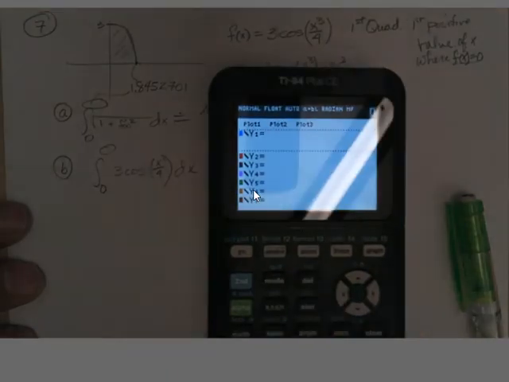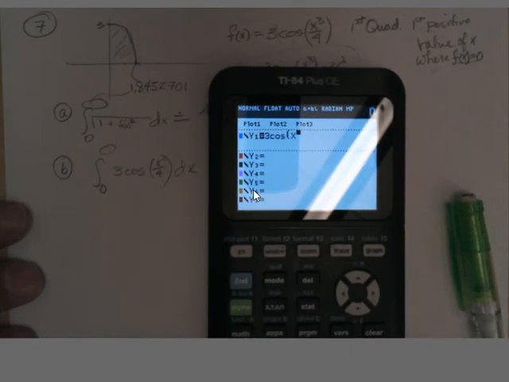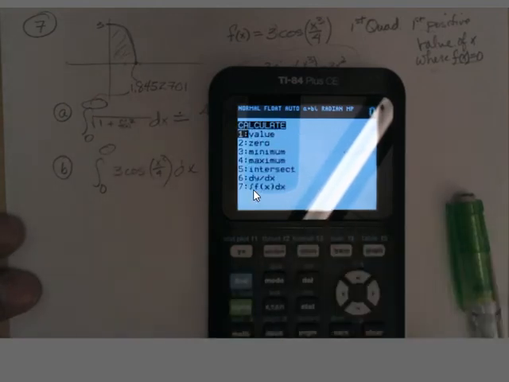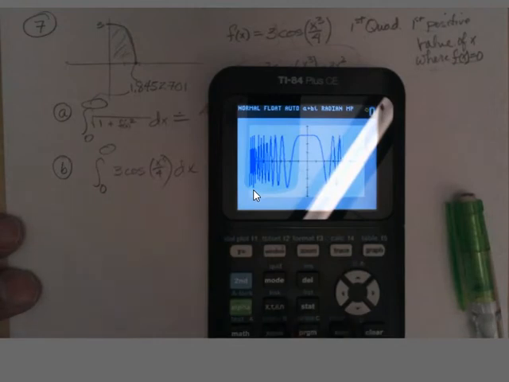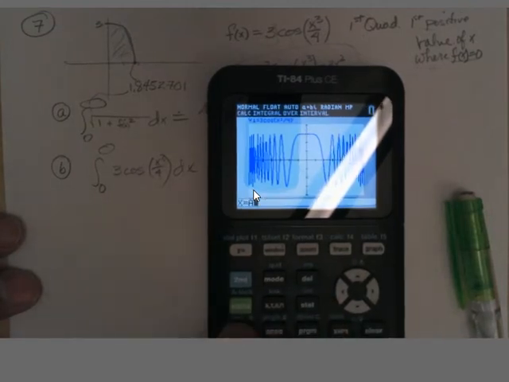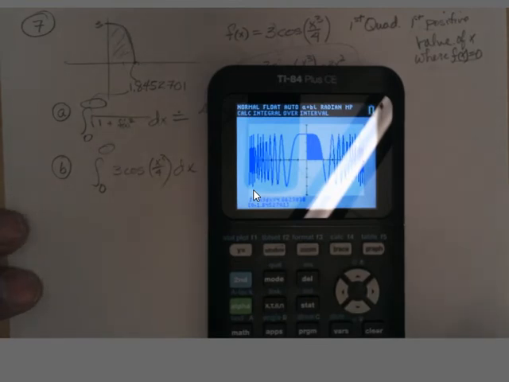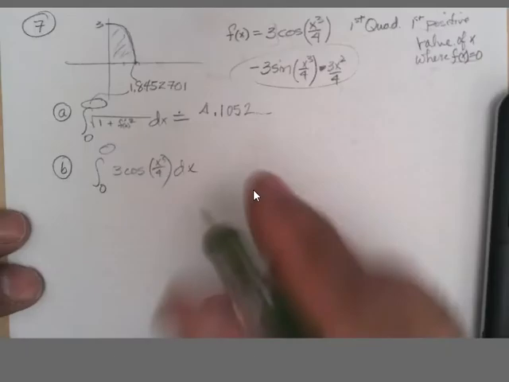Clear. 3 cosine x to the third, come down, divided by 4, close parenthesis. Second calculate 7, from 0 to alpha A, and that is 4.6623.